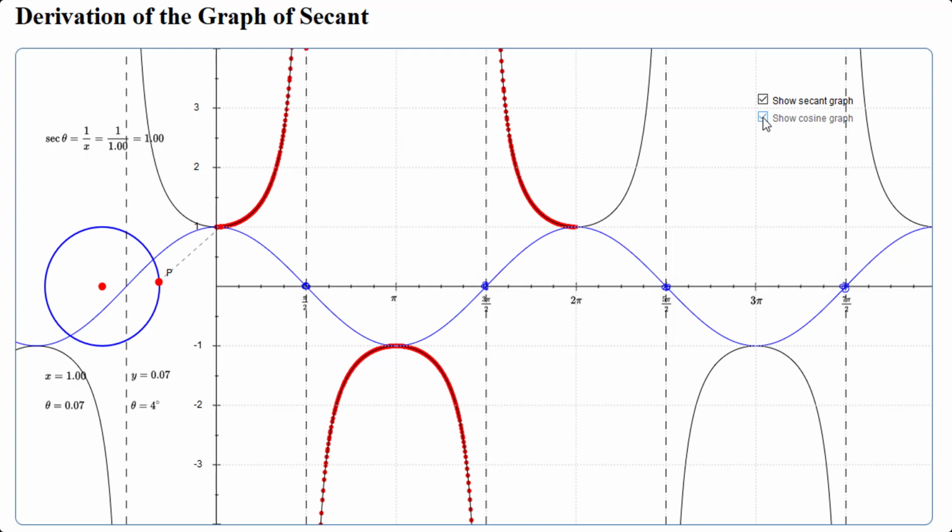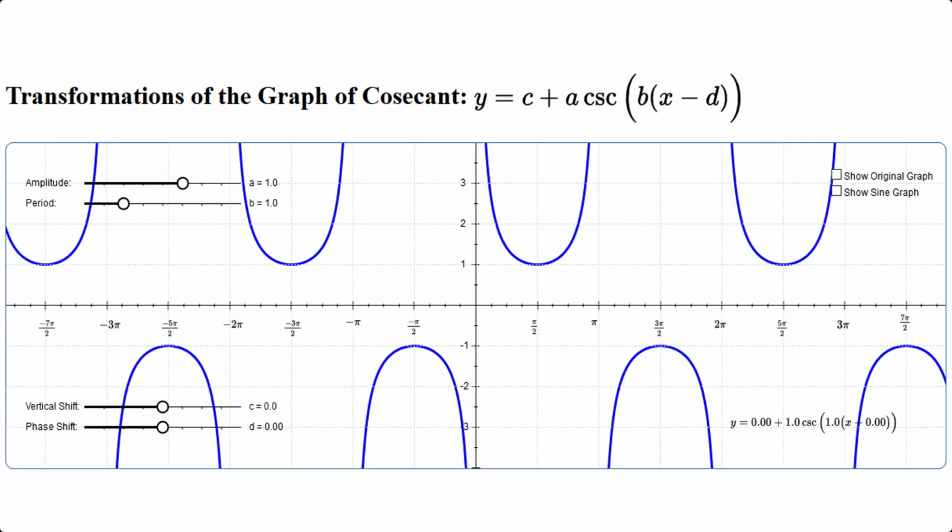And then wherever cosine has maximums and minimums, that's where the lowest and highest points are on these U-shaped portions of the graph. So you can effectively just draw the graph of cosine and then fill in what secant is supposed to look like. Let's take a look at the transformations of the graph of cosecant that can occur.